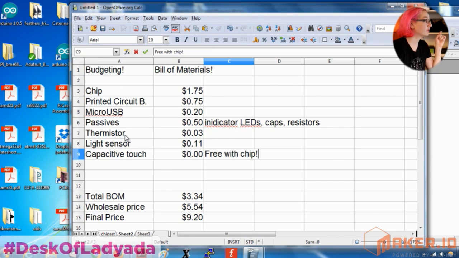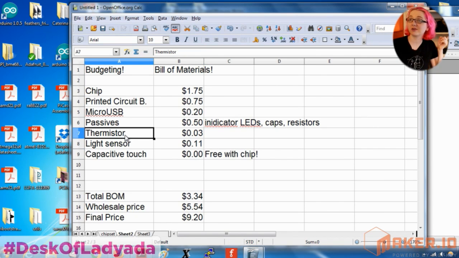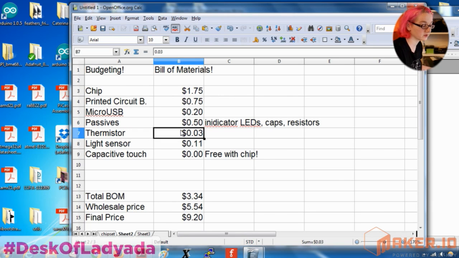Some processors also have a temperature sensor built in, but make sure you don't have to calibrate it. In this case, I decided I was going with the thermistor. But depending on what you go with, it depends a little bit. Some have good precision temperature sensors and some don't.